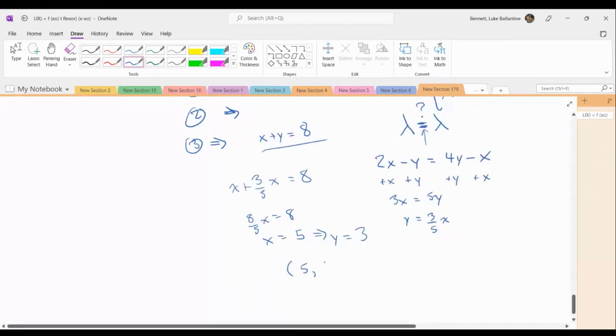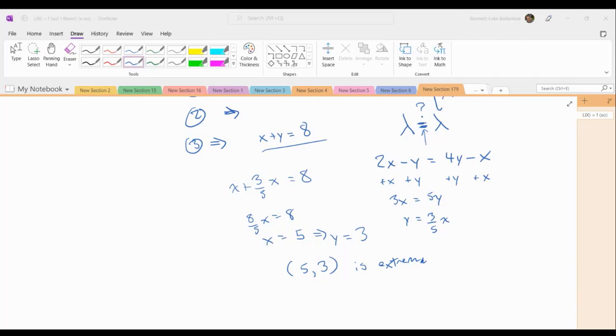So then (5, 3). Do we say it's a critical point, or do we say it's a max or a min? We say it's an extrema. Yeah, this is an extrema. We don't know which one yet. How do we find out? Is it a maximum or a minimum?